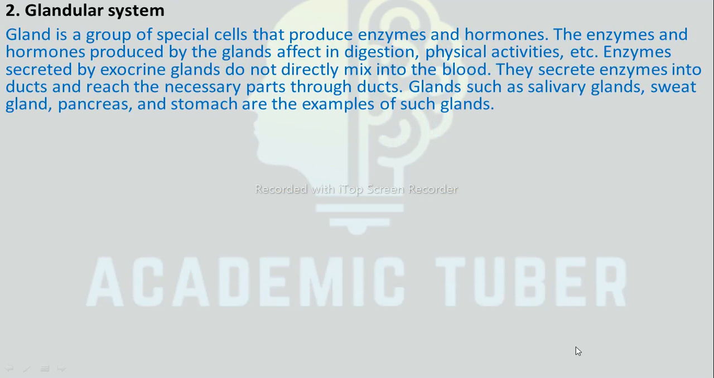Now we are going to discuss the next system, that is the glandular system. A gland is a group of special cells that produce enzymes and hormones. The enzymes and hormones produced by the glands affect digestion, physical activities, etc.